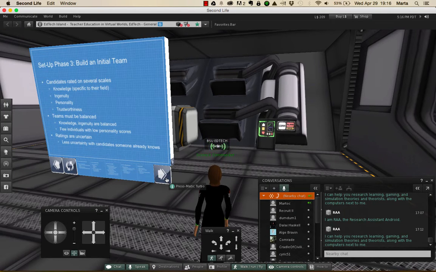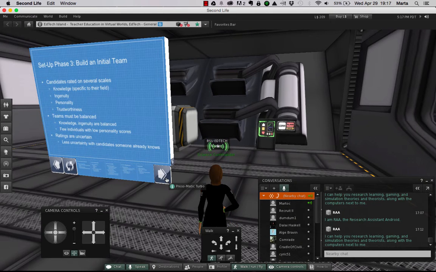I also want to have a penalty if they are putting lots and lots of people with very low personality scores on a team. If there are just too many people that are hard to work with, that team or that lab shouldn't be an effective one. They shouldn't be contributing much to the progress of the gadget. And I also want some uncertainty in those ratings, so some randomness to it.